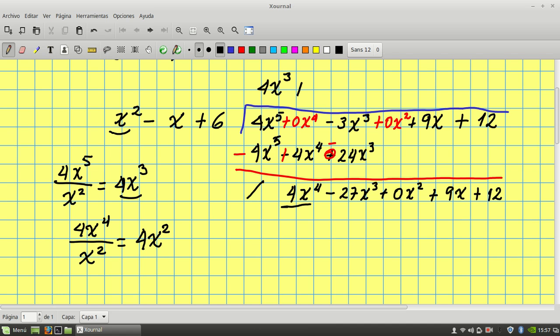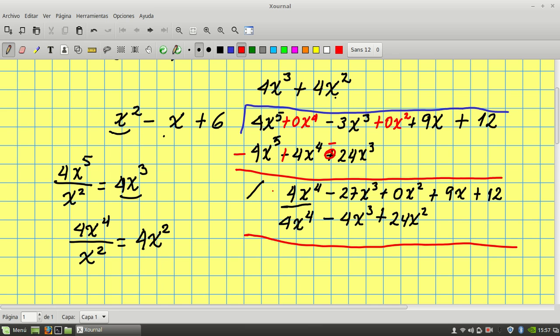So plus 4x squared. And now we have to multiply. 4x squared times x squared is 4x to the 4th power. 4x squared times negative x is negative 4x to the 3rd power. 4x squared times 6 is plus 24x squared. And subtract.